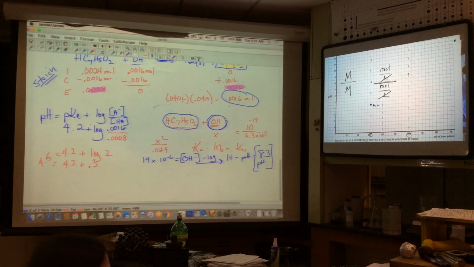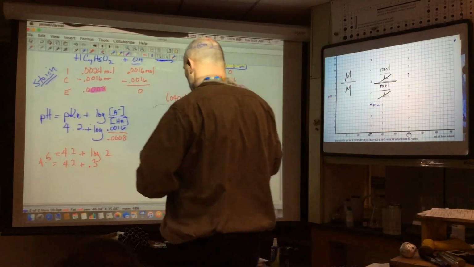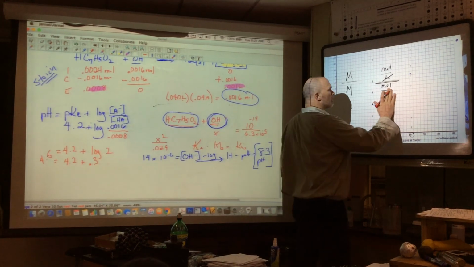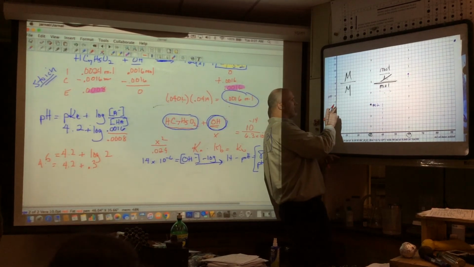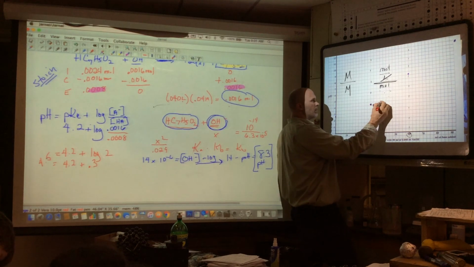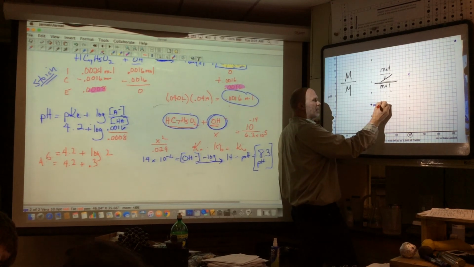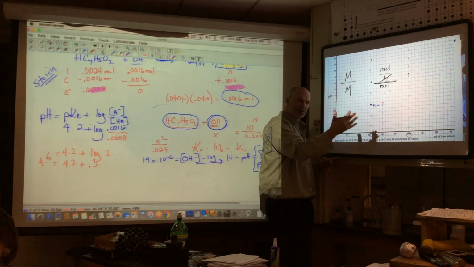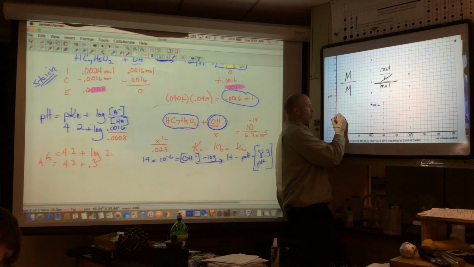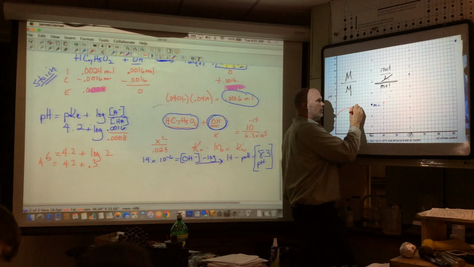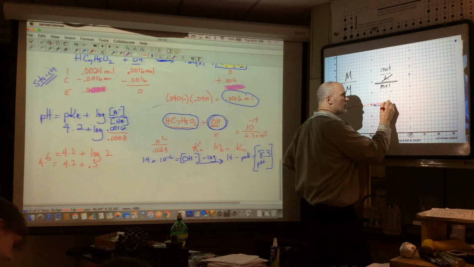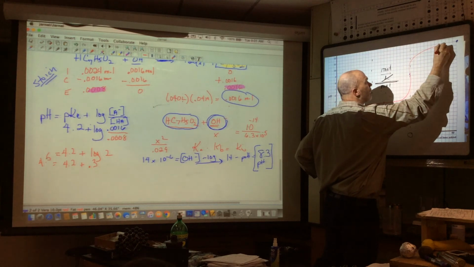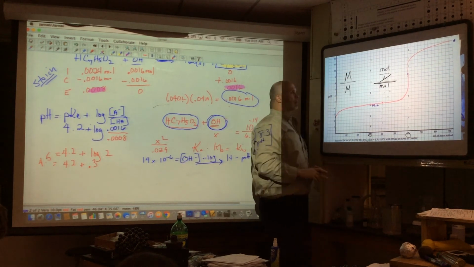And party people, we have finished our point. 4.5. Notice something. It's a little bit higher. This was 4.2, right? This is 4.5. Why is it a little bit higher? It's a little bit more conjugate base. And then we balloon up, asymptote, approach the concentration of the base. And you're done.